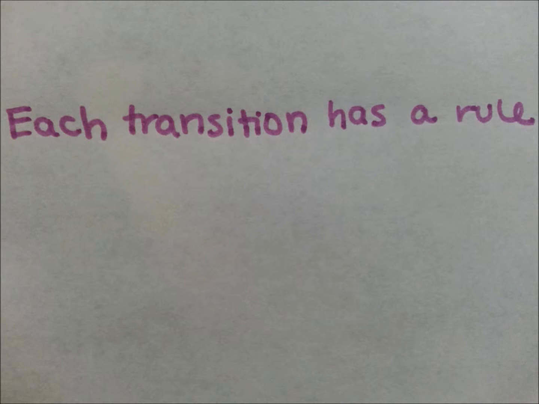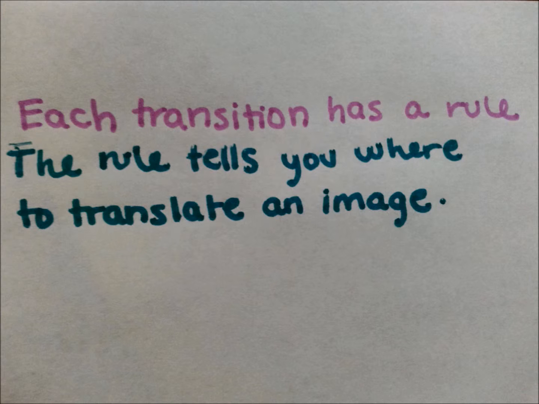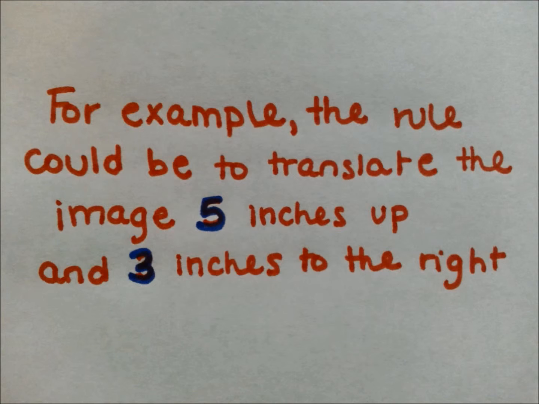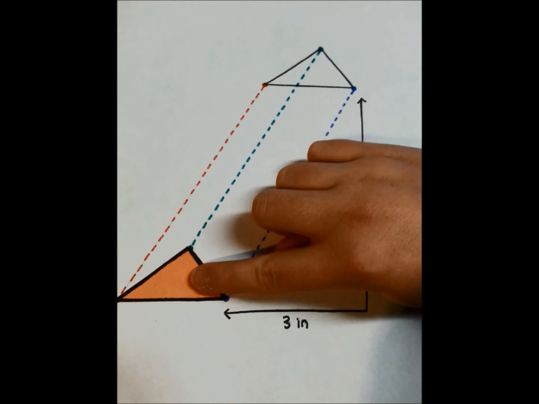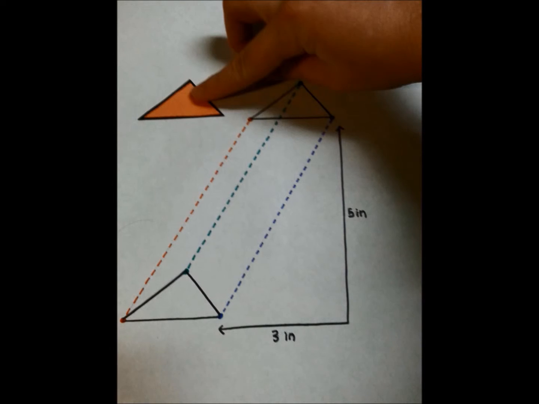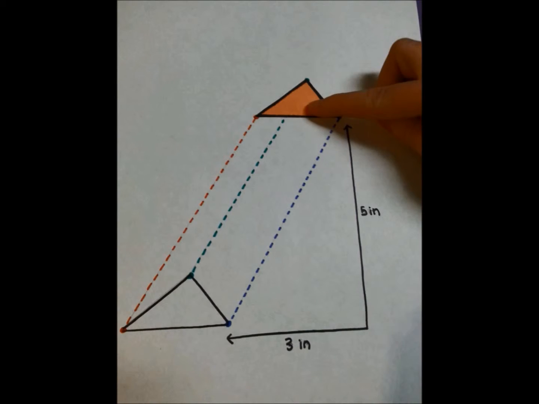Each translation has a rule. The rule tells you where to translate an image. For example, the rule could be to translate the image 5 inches up and 3 inches to the right. Let's take this one for an example. We want to translate our bottom triangle 5 inches up and 3 inches to the right for our translated transformation.